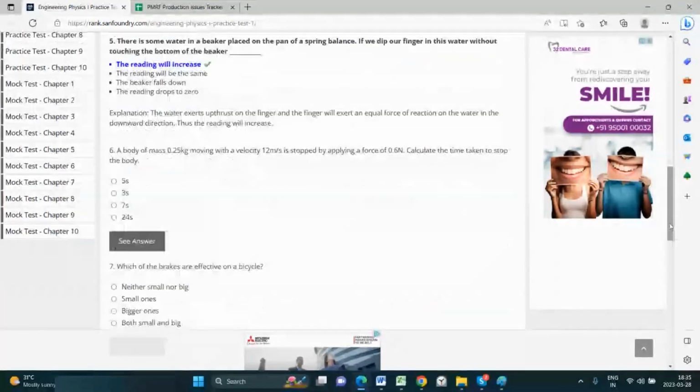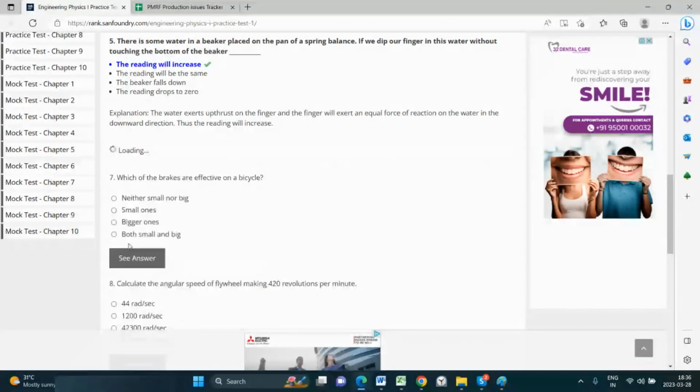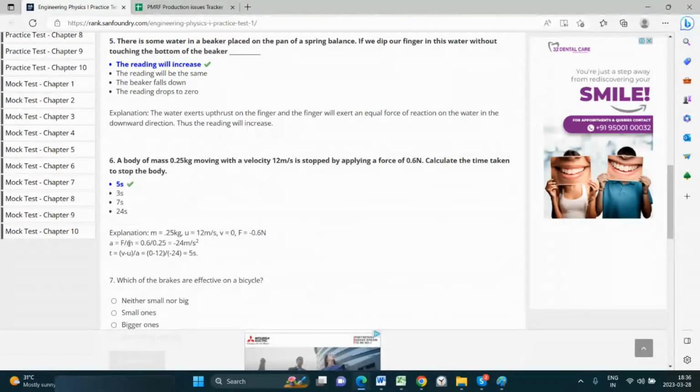A body of mass 0.25 kg moving with a velocity of 12 meters per second is stopped by applying a force of 0.6 N. Calculate the time taken to stop the body. We just discussed that when moving fast, if you apply the brake, you cannot stop immediately. So I want you to give me the answer. Calculate the time taken to stop the body. We will just see the answer directly. I am selecting some answer so that I can see the explanation.